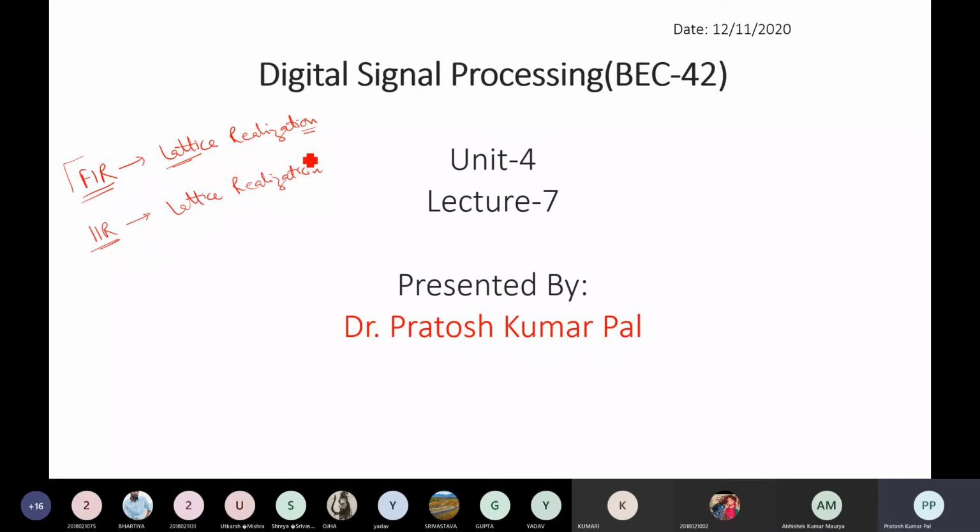Whatever steps or methods we have followed in lattice realization of FIR filters, a similar method will be used here. But these FIR filters are called all zeros systems. The transfer function always has terms like 1, z to the power minus 1, z to the power minus 2, and so on. Only zeros are there. There is no denominator part. But in case of IIR filters, the transfer function will have a numerator as well as a denominator. So we will see how we should proceed with designing the lattice structure of IIR filters.